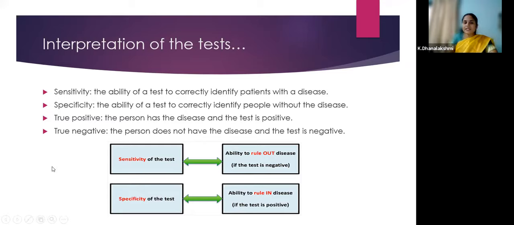And specificity is the ability to correctly identify people without the disease. So what does it mean? If you are able to pick up all the people without the disease, and the test is positive, we should be able to rule in the disease. So this is the meaning of sensitivity and specificity. Usually all the screening tests should have a good sensitivity and all the diagnostic tests should have a good specificity.